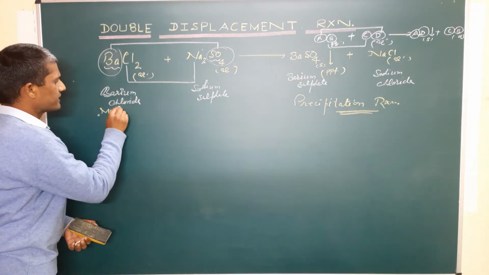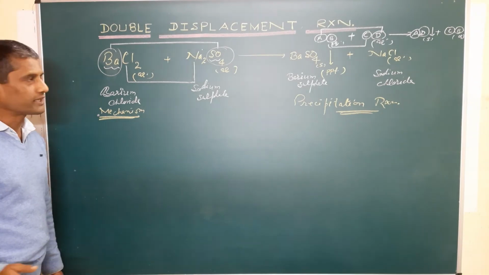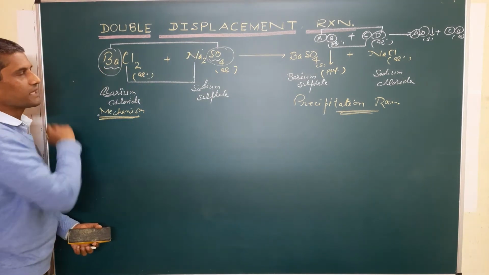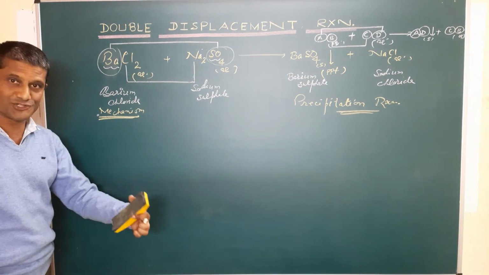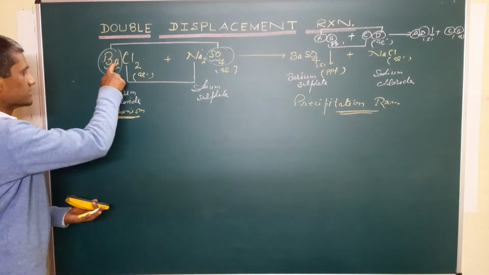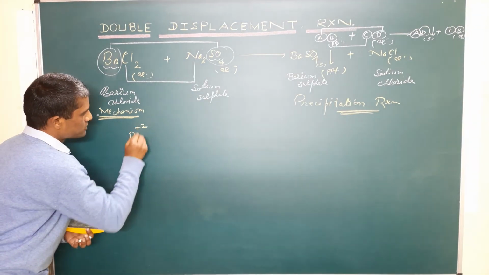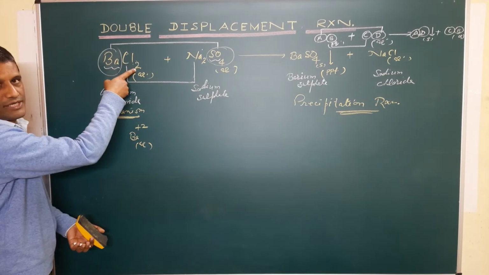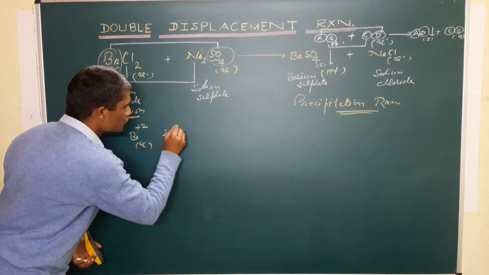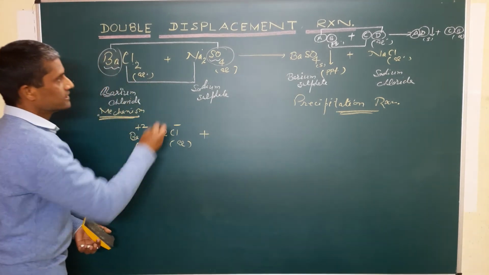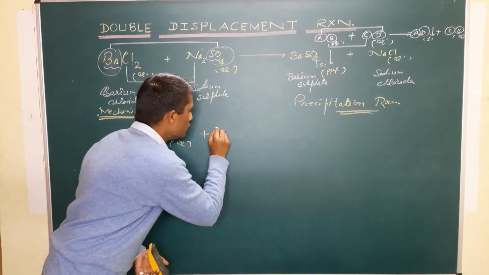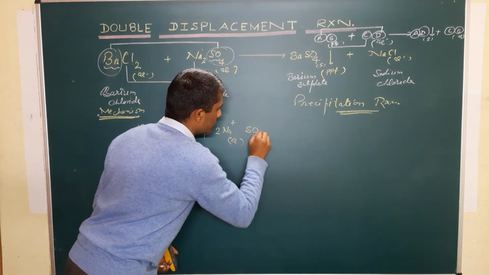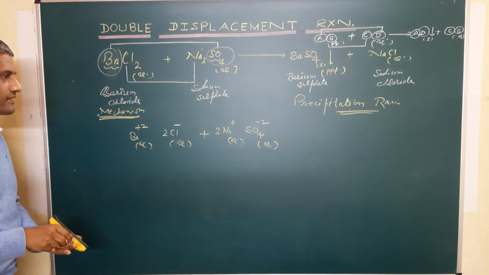Let us try to understand the mechanism. It is very simple. Barium chloride, taken in aqueous form, tends to ionize and dissociate to give ions. Here it is the barium ion, Ba2+ in aqueous state. It will give two chloride ions, 2Cl-, because two atoms of chlorine are present, also in aqueous state, plus sodium. Two atoms of sodium give two sodium ions, Na+ in aqueous state, and the sulfate ion, SO4 2- in aqueous state.